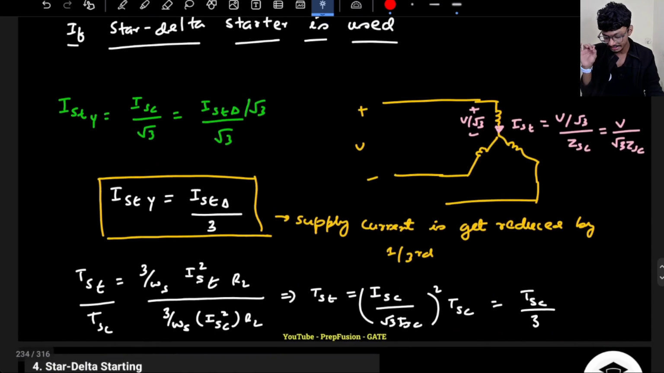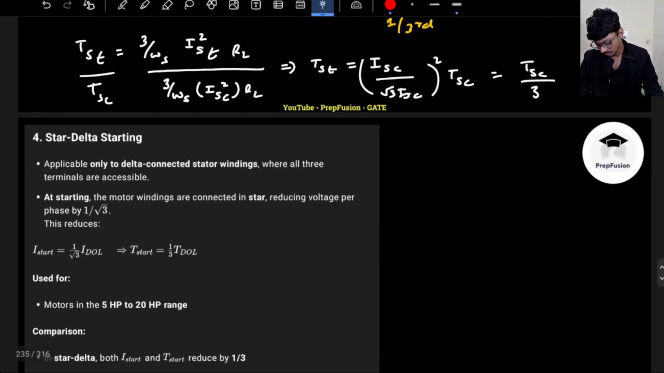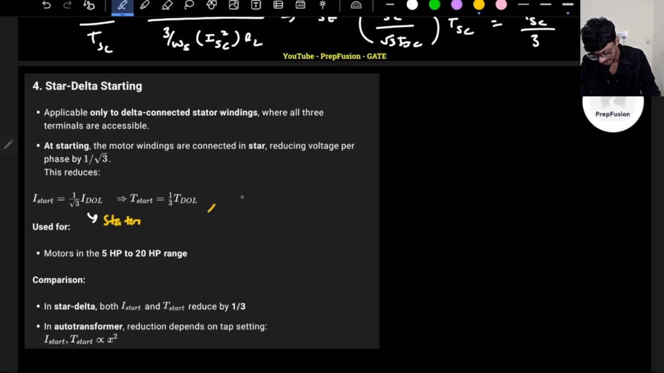So similar kind of things we are seeing in auto transformer and in star delta, just we don't need an auto transformer here. That is the advantage. So here the starting current becomes 1 by root 3 of the direct online starter if this is for the coil side or the stator side. But on the supply side, the starting current will be 1/3 of the delta connection. This is on the supply side.